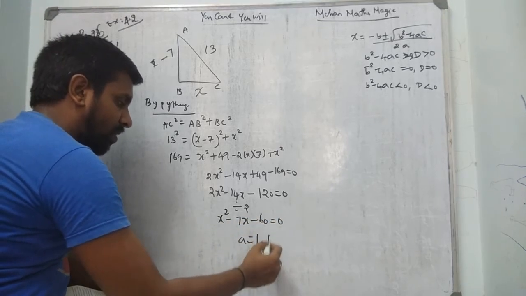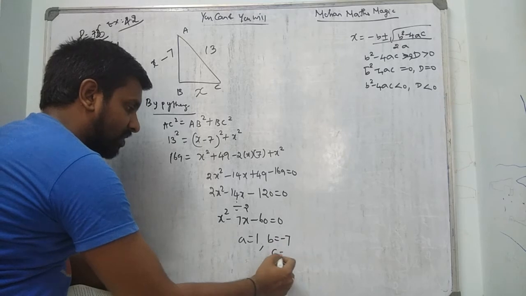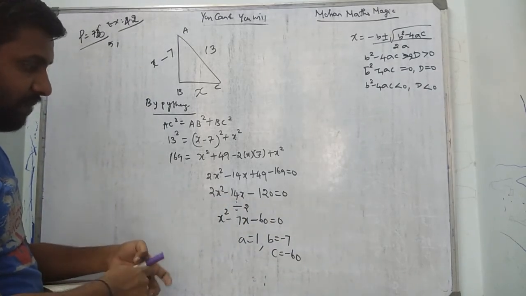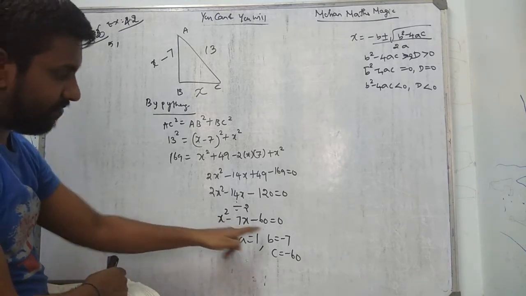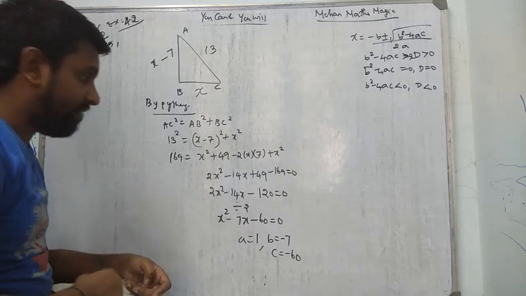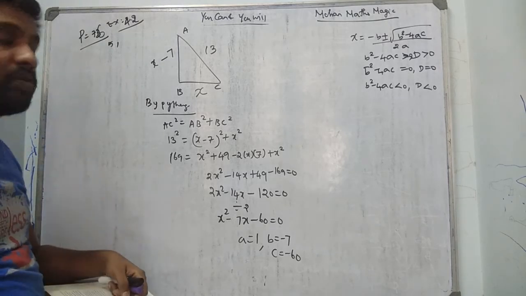A value is 1, B value is minus 7, C value is minus 60. Or you can go with the factorization. If you multiply, you have to get minus 60. If you add, you have to get minus 7. So I think you'll get 12 and 5. You can go with that method also.